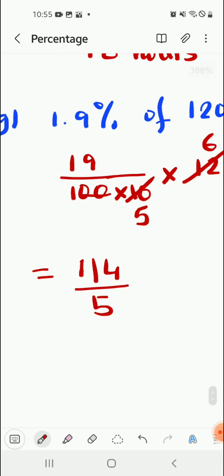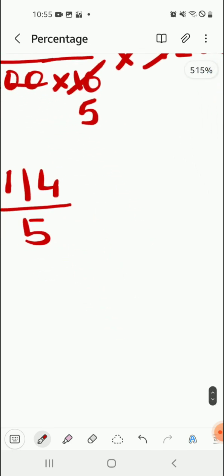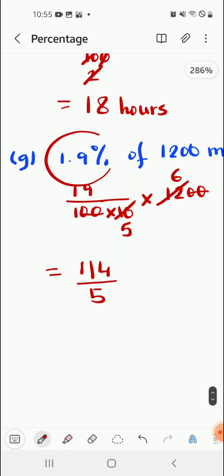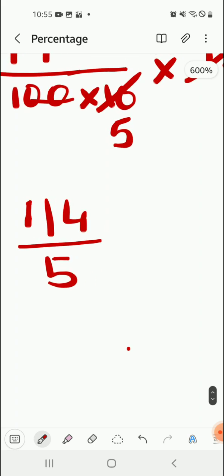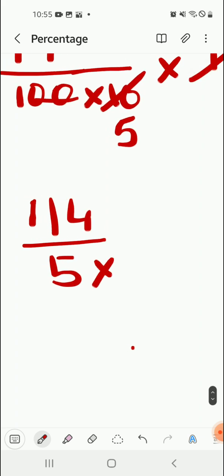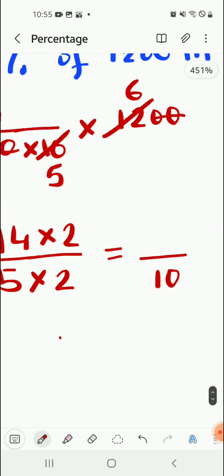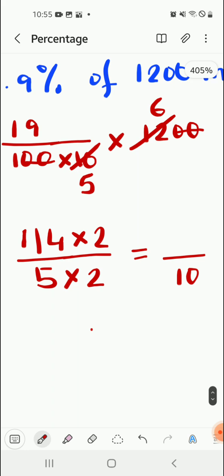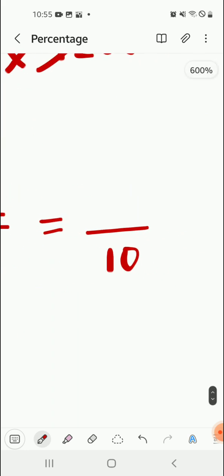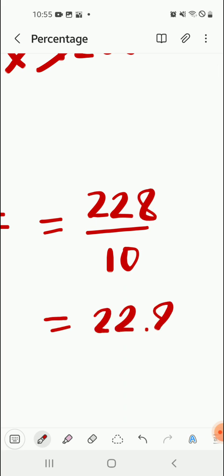by 5. Convert this number. What we can do is, because here it's given like this in decimal part, we also convert it. 5 into 2 is 10, so 114 into 2, so that we can convert this number into fraction. We are doing this. So 114 into 2 we get 228, which comes to 22.8, because there was only one zero, so one decimal place.